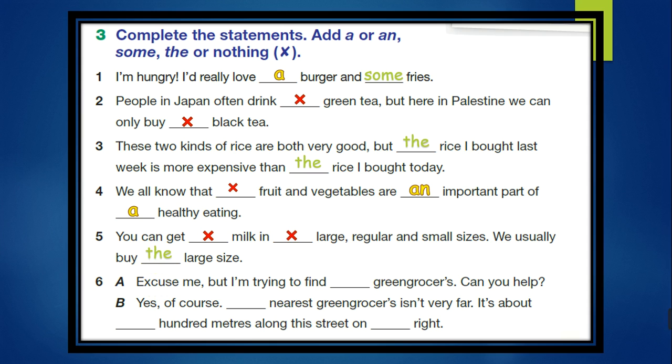6. Excuse me, but I'm trying to find a greengrocer's. Can you help me? Any greengrocer's, okay? Yes, of course. The nearest greengrocer's isn't very far. And we said before that before a superlative, we use the. It's about 100 meters along the street on the right. On the right or on the left, we use the for right and left.